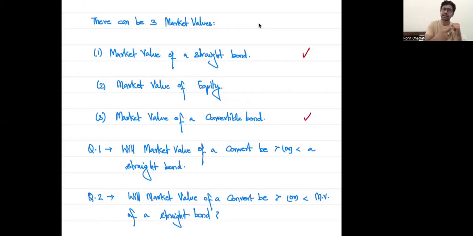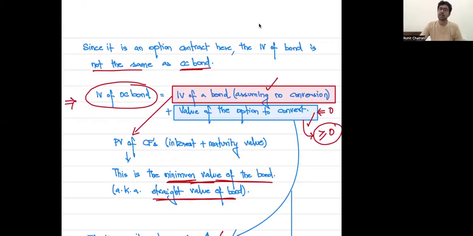Just like how an iPhone has better features and therefore a higher price, the same way a convertible bond has a better feature and therefore it will have a higher price compared to that of a straight bond. So the market value of a convertible bond is always going to be greater than the market value of a straight bond. This is the logical way of thinking of it. Let's also now understand in a mathematical way why the convertible bond's market value should be greater than the market value of a straight bond.